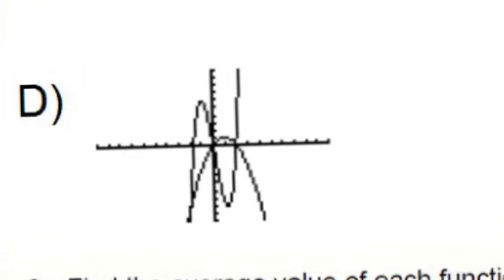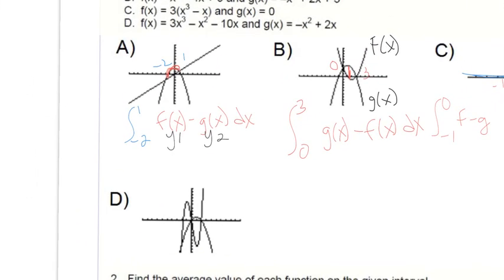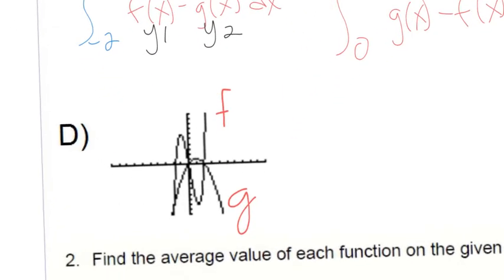D is going to have two sections as well. Let me get my equations. Okay, so 3x to the third, that's this graph. And then the parabola is g of x.